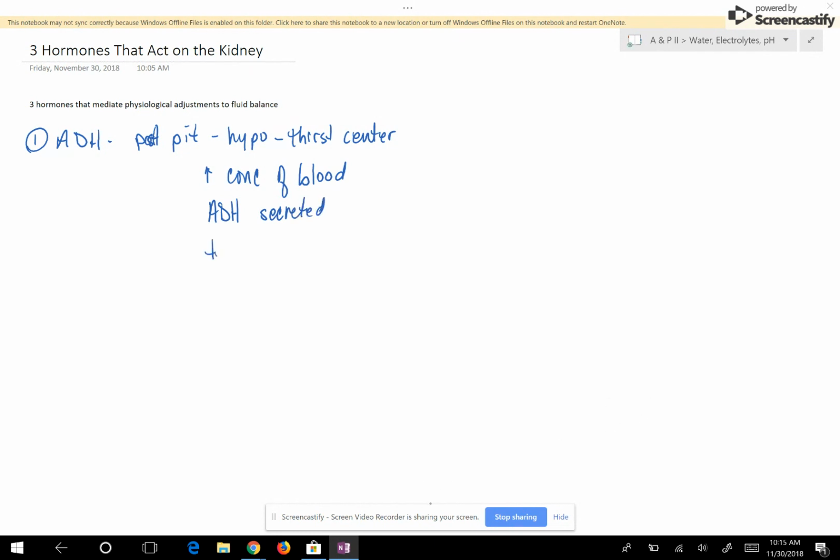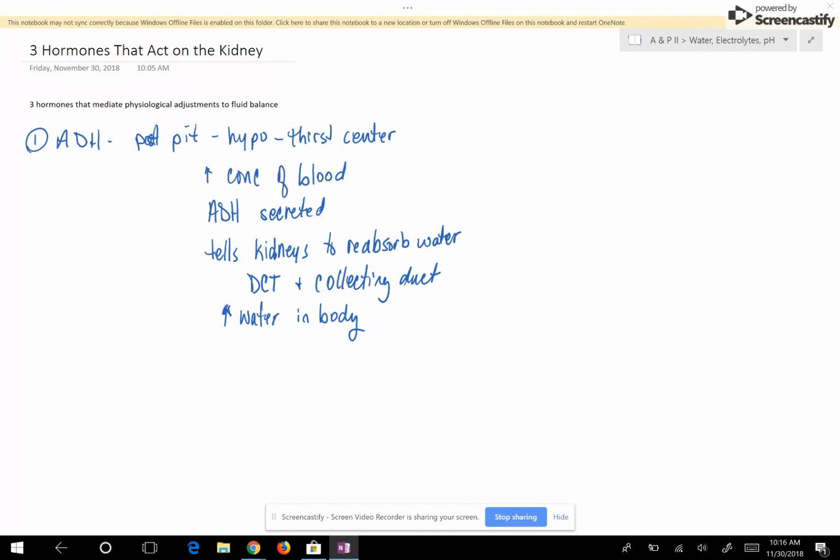and that's going to tell the kidneys to reabsorb water. And that reabsorption of water is going to occur in the distal convoluted tubule and collecting duct. So this would increase the water in the body, correct? Okay, both of those will also increase blood volume, which leads to an increase in blood pressure.